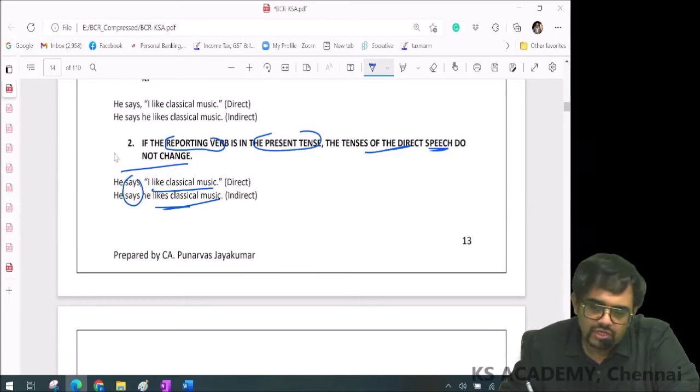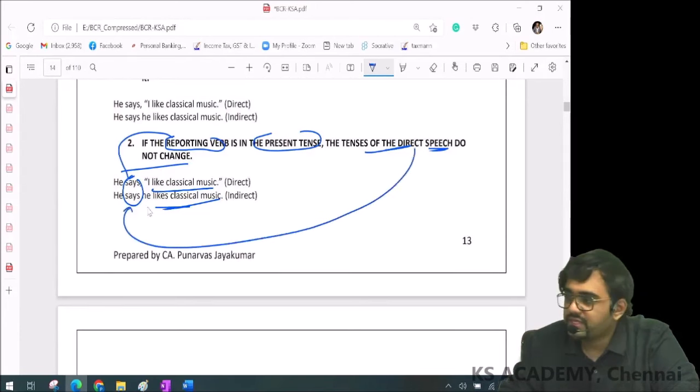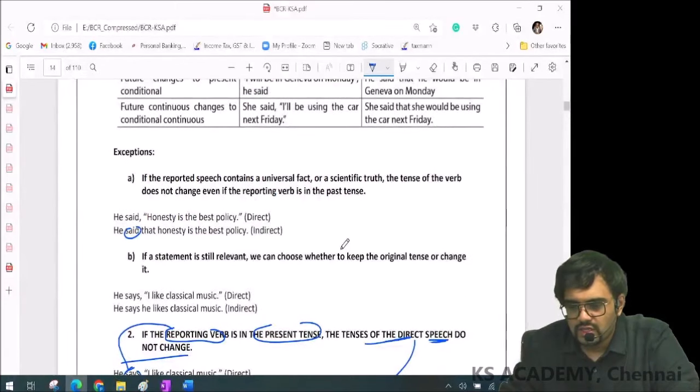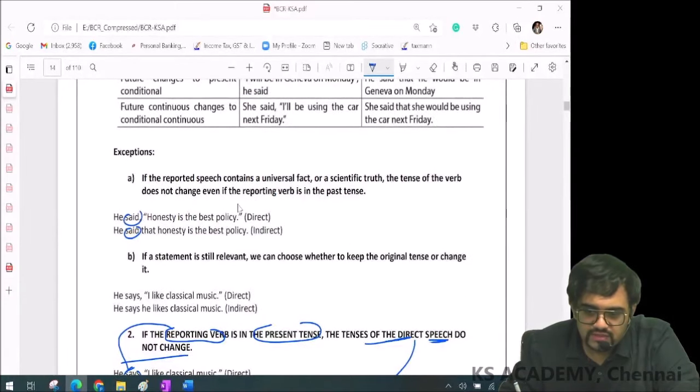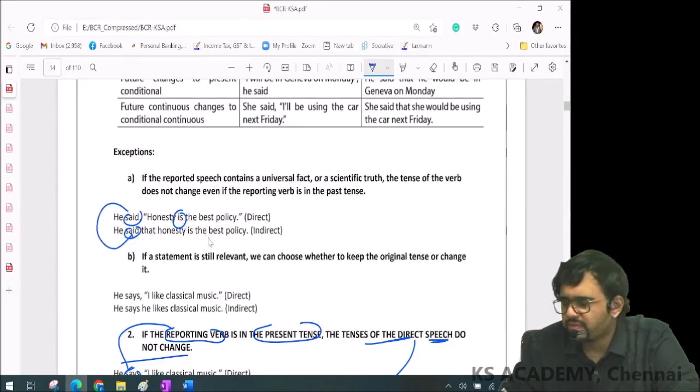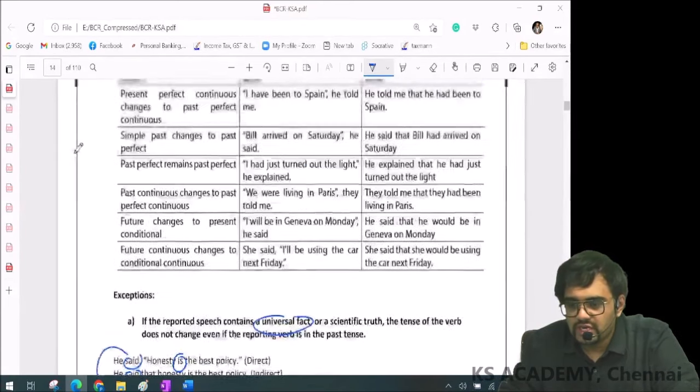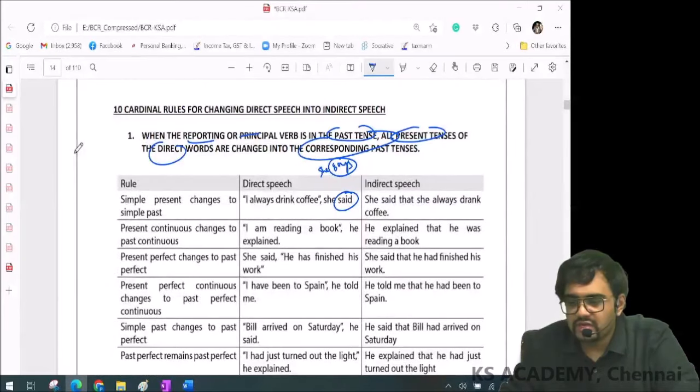So if the reporting verb is in the present tense, the final answer will also be in the present tense. That is one important thing. He said, honesty is the best policy. He said that... ideally, honesty was the best policy should be the answer. Present should be converted to past. But if it is a universal truth, a universal fact, tenses will not change. General rule: present will convert to past, past will convert to past perfect.